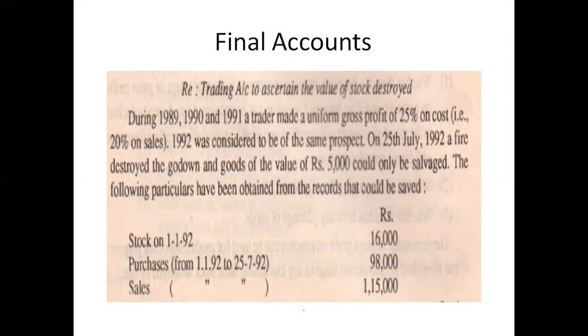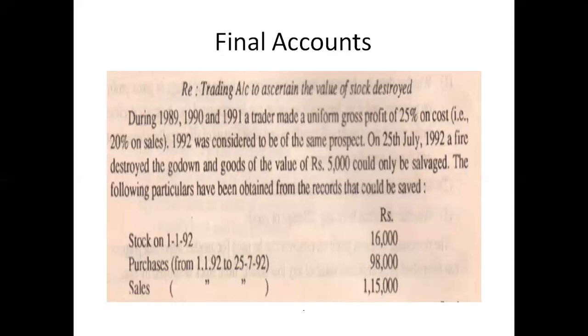On 5th July 1992, a fire destroyed the godown, and goods of value rupees 5,000 could only be salvaged. Please remember the items at the lower portion of the blank net profit account structure: goods destroyed by fire, destroyed by theft, and all that. The following particulars have been obtained from the records that could be saved.